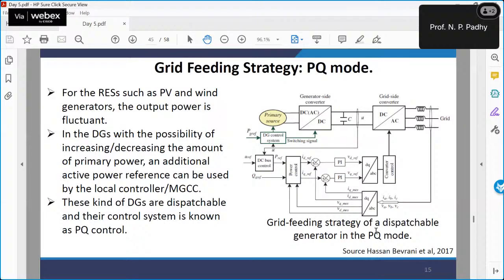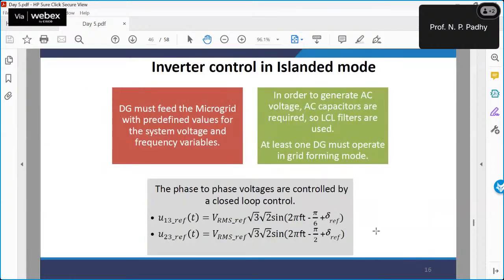This kind of DGs are dispatchable, and their control system is known as PQ control. Now, if you go for inverter control in islanded mode, what is inverter control in islanded mode? So DG must feed the microgrid with predefined values for the system voltage and frequency variables. So in order to generate AC voltage, AC capacitors are required. So LCL filters are used. At least one DG must.